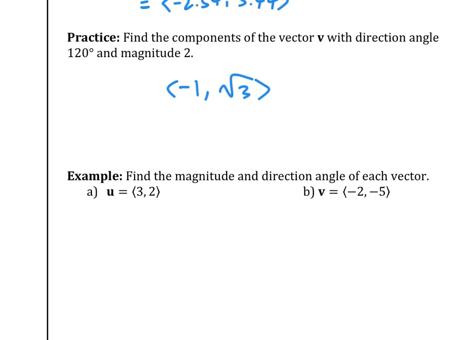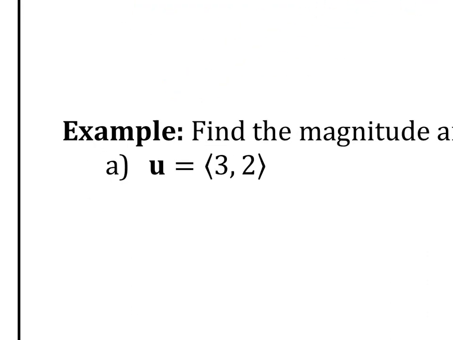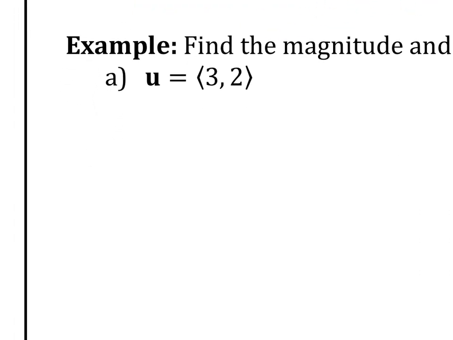All right, now in the opposite direction. So given a vector, now find the magnitude and direction angle of the vector. So instead of going from magnitude and direction angle to the vector, we're going backwards, from vector back into magnitude and direction angle. All right, so this is also not that hard, but you just kind of need to see it once.